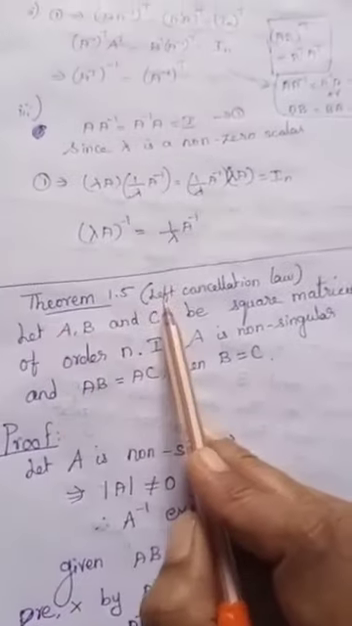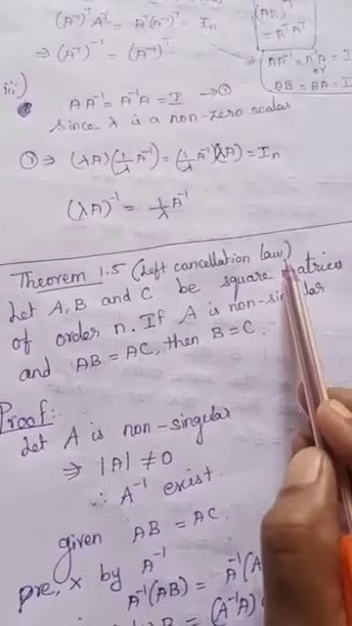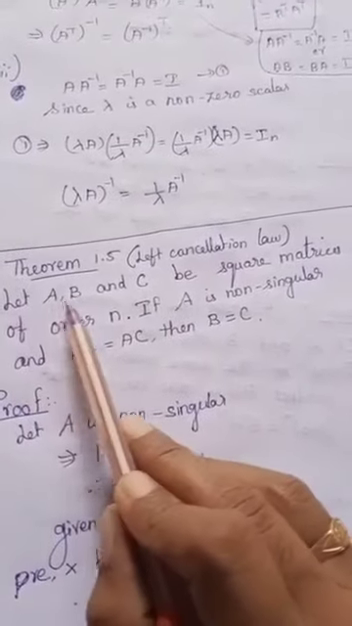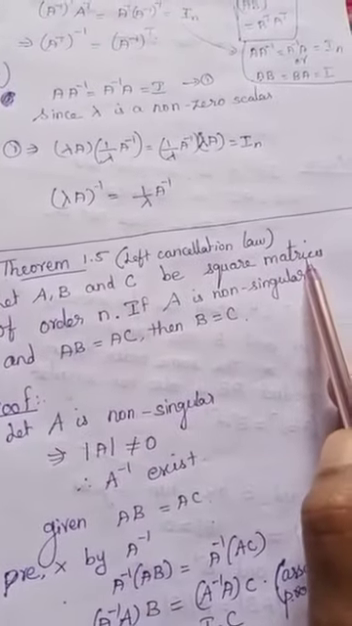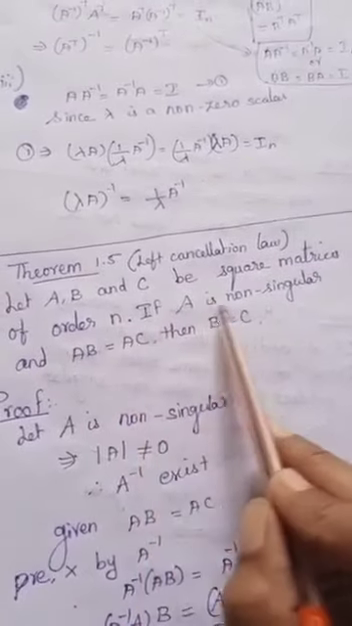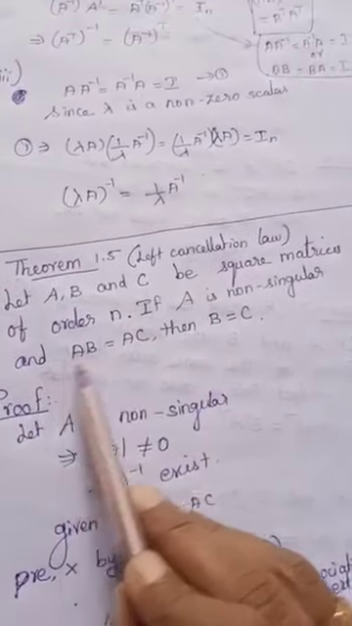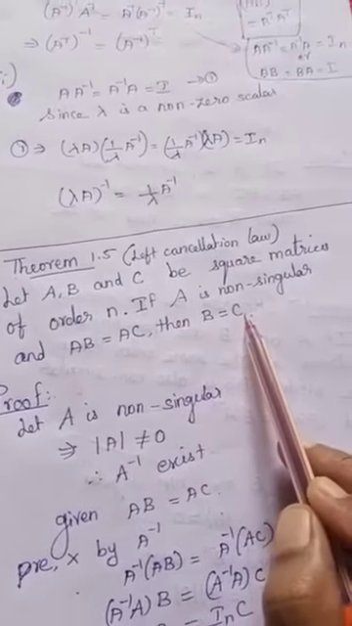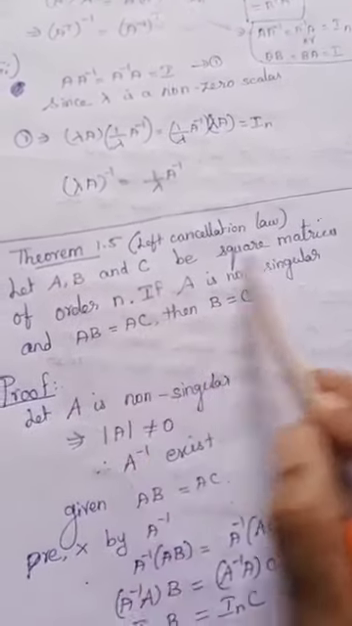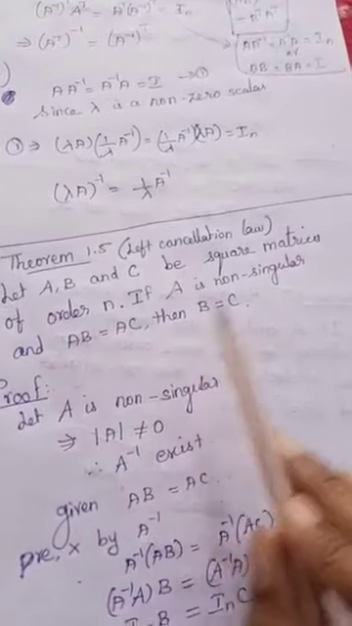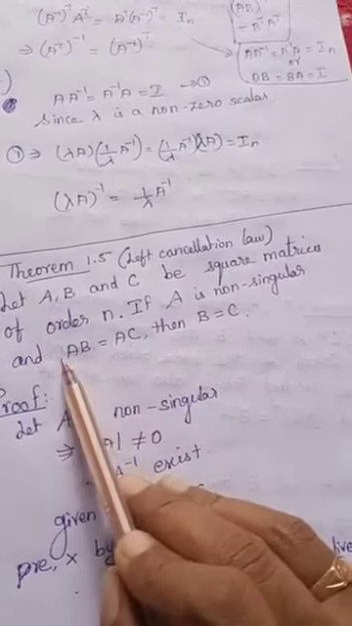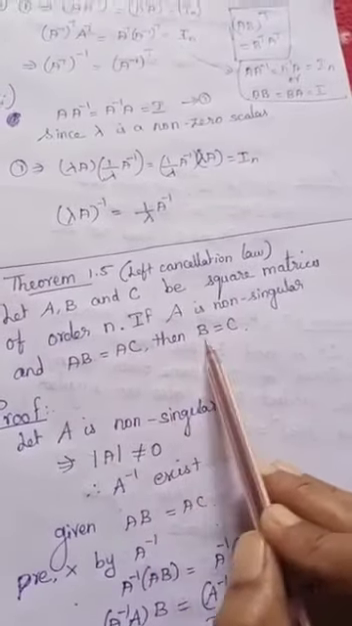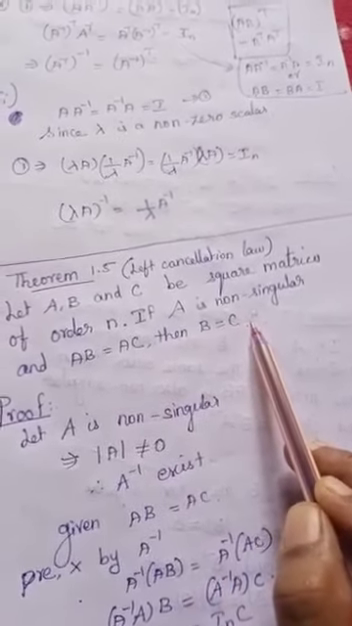Now, theorem 1.5, that is the left cancellation law. Let A, B and C be square matrices of order n, and if A is non-singular and AB equal to AC, then B is equal to C. So A, B, C are square matrices of order n, A is non-singular and AB equal to AC means what we should get? B is equal to C.